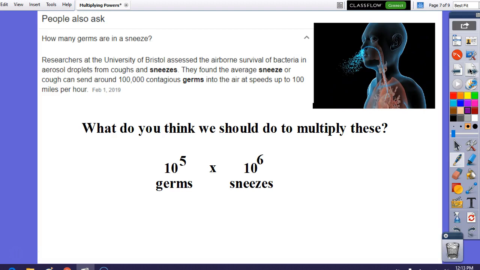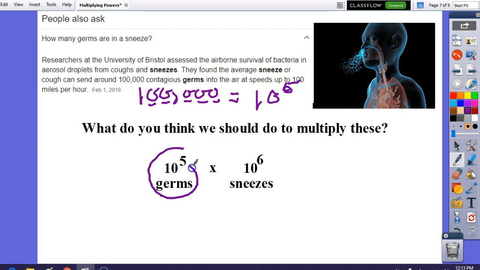We were talking about the number of germs in a sneeze. Well, it turns out researchers at the University of Bristol figured out that there are 100,000 germs in every sneeze. Well, 100,000, if we use what we learned in the order of magnitude, has 5 zeros. 1, 2, 3, 4, 5. So that makes 10 to the fifth power. Okay, 10 to the fifth is listed right here. 10 to the fifth germs.